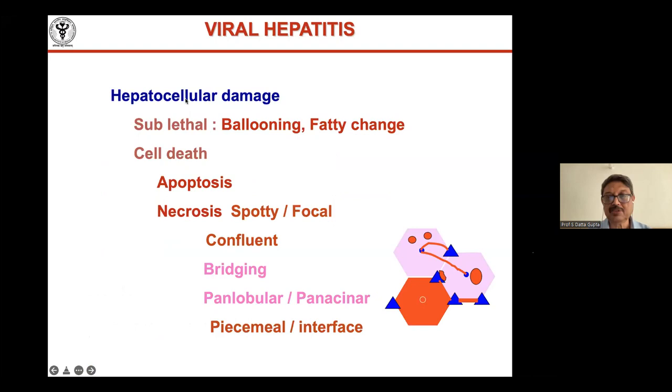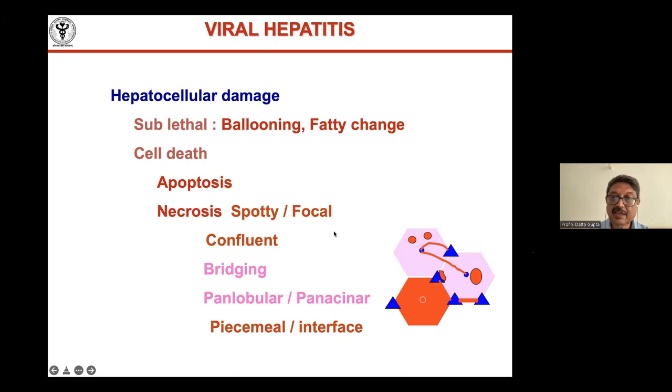If the damage to hepatocytes is sublethal, you get ballooning or fatty change. The liver cells can come back to normal. If there is cell death, then it could be because of apoptosis. Most of the liver diseases we deal with are viral, and viral infections cause cell death majority by apoptosis. Or then it can cause necrosis.